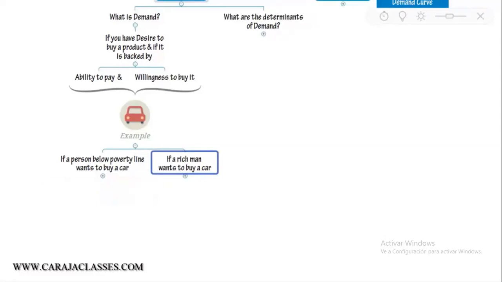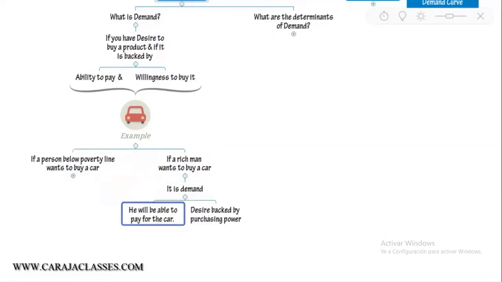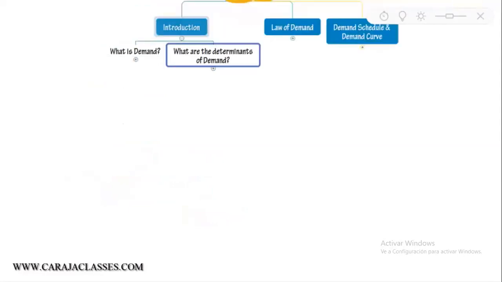But on the other side, let's say a rich man desires or wants to buy a car, then we can say it's a demand because he has a desire and that is backed by ability to purchase. That is, he'll be able to pay for that car. Here that desire is backed by purchasing power, right? So this is about demand. And what are the determinants of demand? That also we should understand.